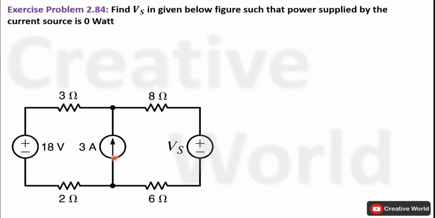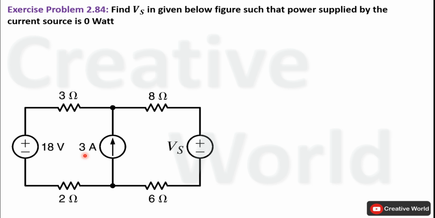And we know that power is the combination of two quantities of an element. One is voltage across that element and the other one is current through that element. Right now the current through this element is 3 ampere. So in order to make 0 watt supplied through this constant current source, voltage across this source should be 0. Only in that case will the power supplied through this element be 0 watt, because power is the product of current and voltage. If voltage becomes 0, the power will be 0.